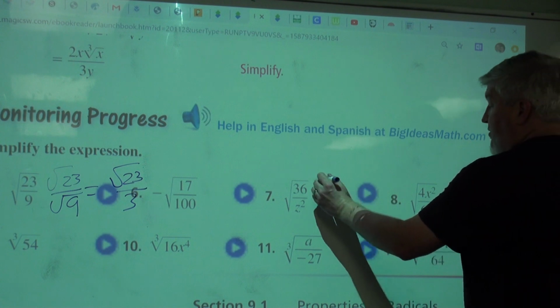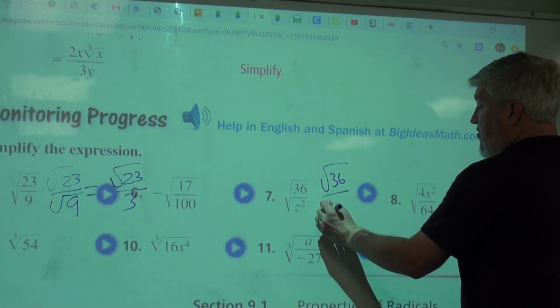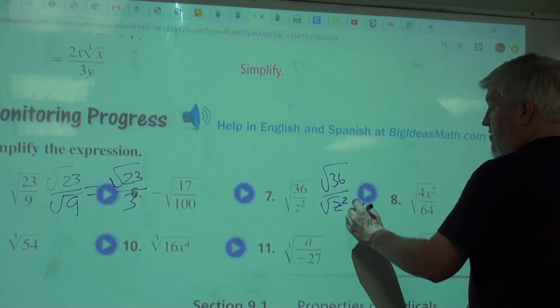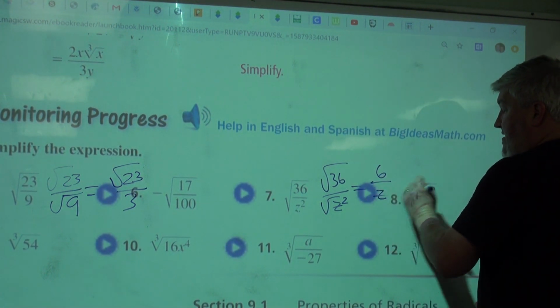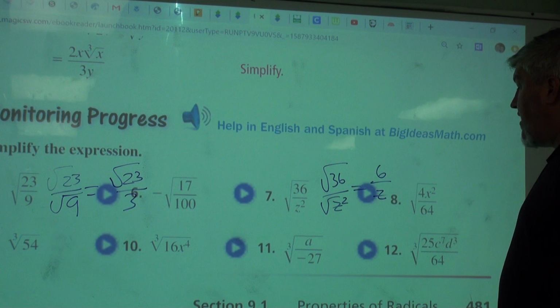Number 7. Split it up. Square root of 36 over the square root of z squared. Square root of 36 is 6. Square root of z squared is z. That one's easy.